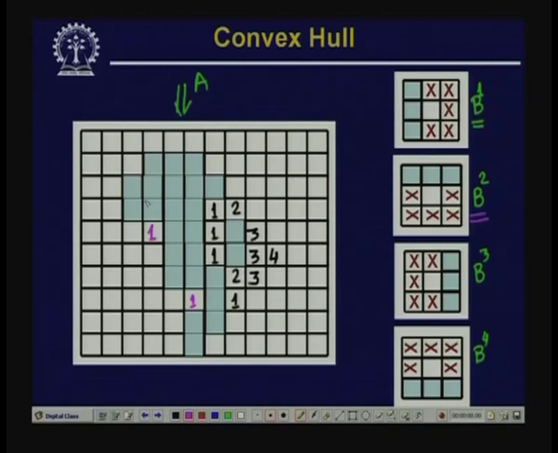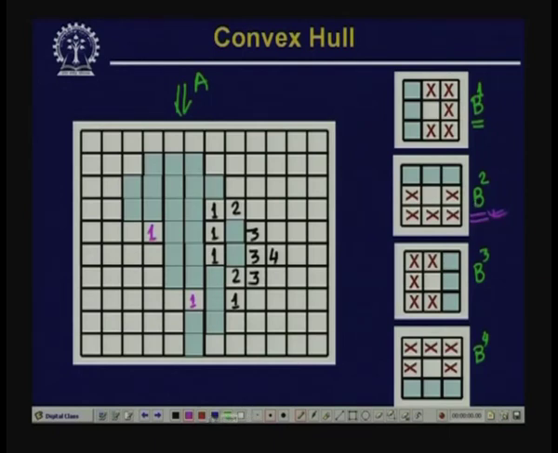So, this is where I reach convergence, and this is the set union with my original set A, that gives me the output set at the end of convergence with the hit or miss transform with the structuring element B 2.